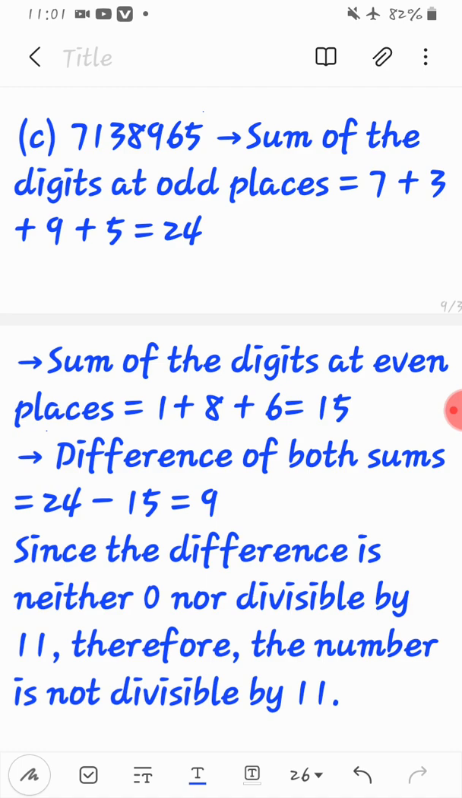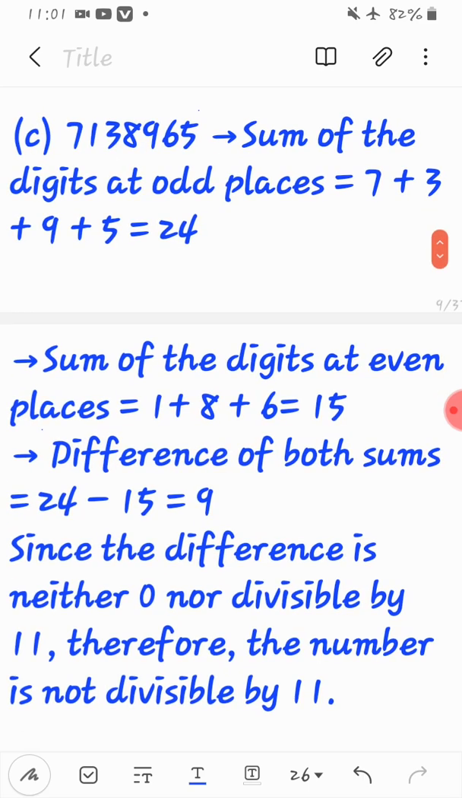Then in the second place 1 is there, in the fourth place 8 is there, in the sixth place 6 is there. So 1 plus 8 plus 6, we are getting 15. So the difference between 24 and 15 will be what? 9. But 9 is not divisible by 11. That is why 71,38,965 is not divisible by 11.